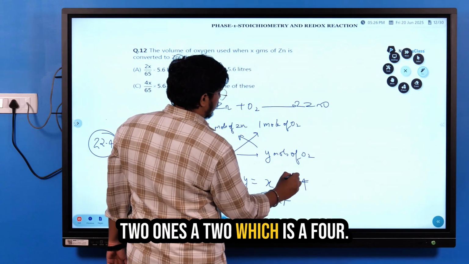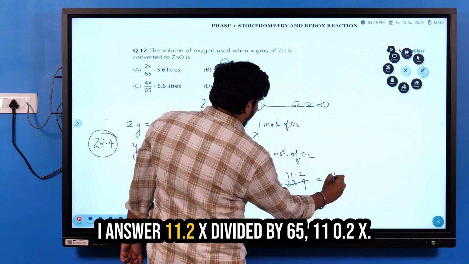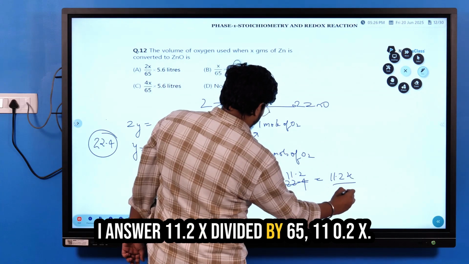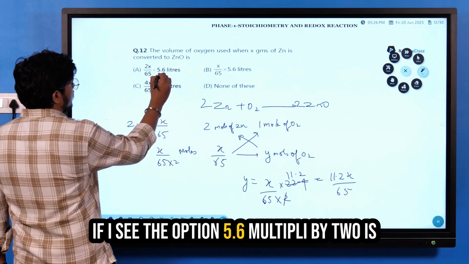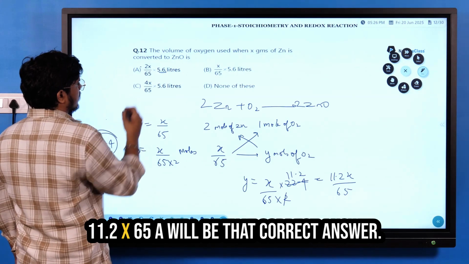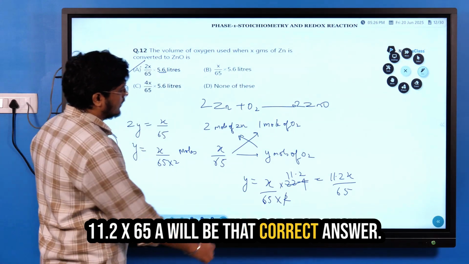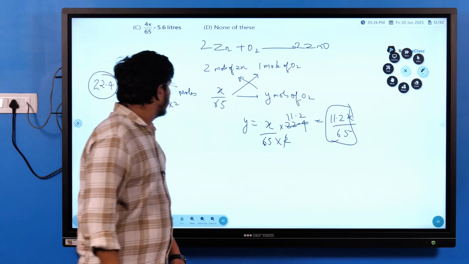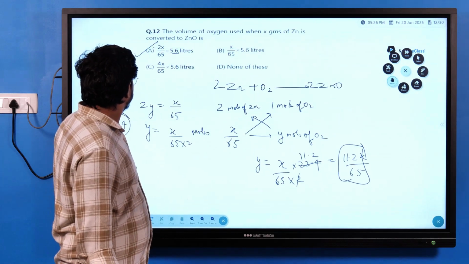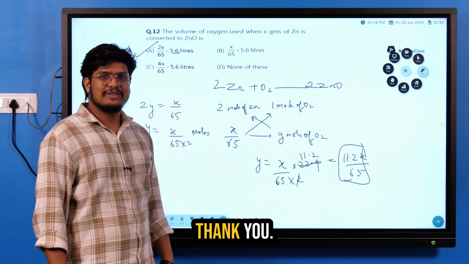So 2 ones are 2, 2 fours are... 2 twos are 4. Final answer: 11.2X divided by 65. If I see the options, 5.6 multiplied by 2 is 11.2X divided by 65. A will be the correct answer. So 11.2X divided by 65, yeah, so A is the answer. Thank you.